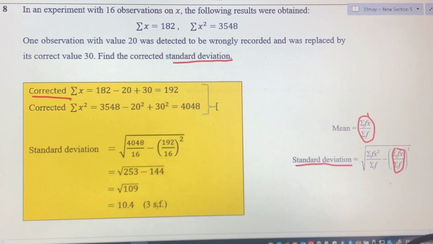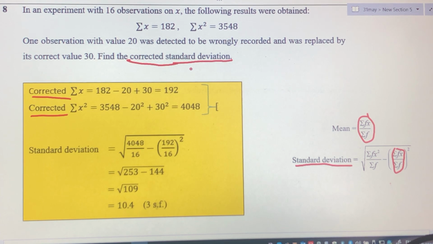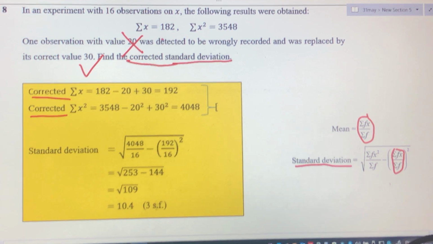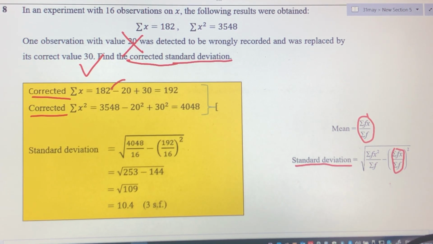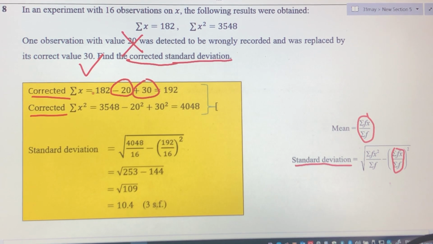Many of you did it without correcting the value. I think you simply read this and then you read this. You didn't read the corrected. Okay, so there is this one observation that is wrong. This fella is wrong. The correct one is this fella. So when you add up all the x, you need to remove this 20 and replace it with the 30, right? So the summation x, the correct one should be this one.